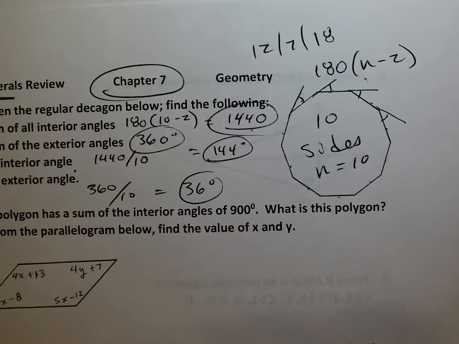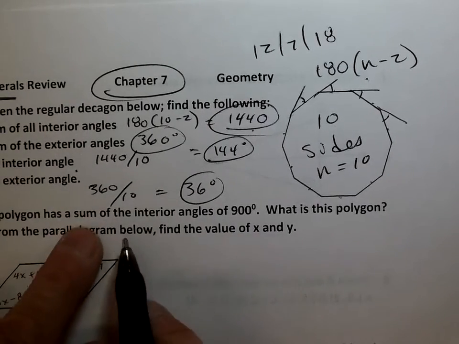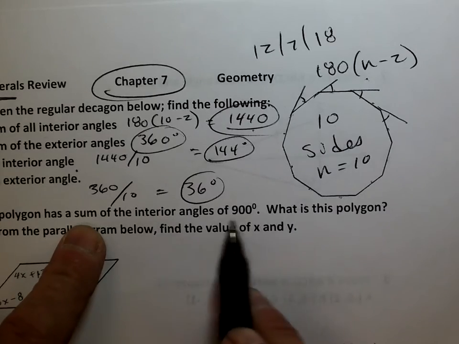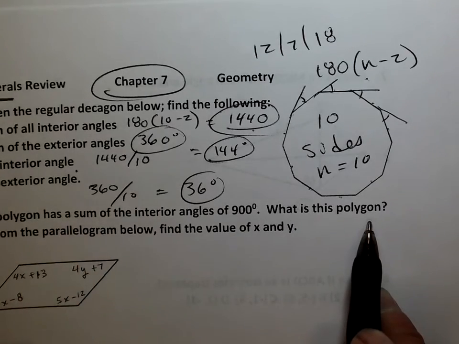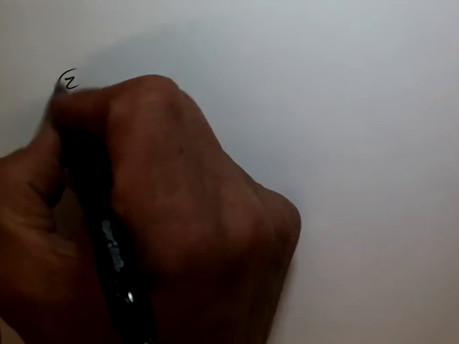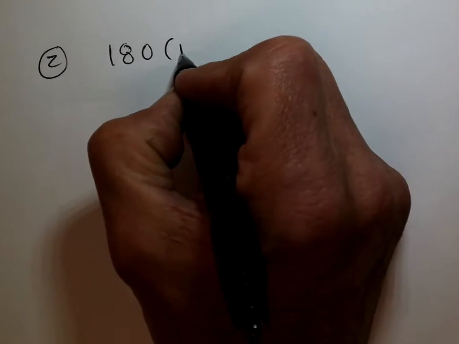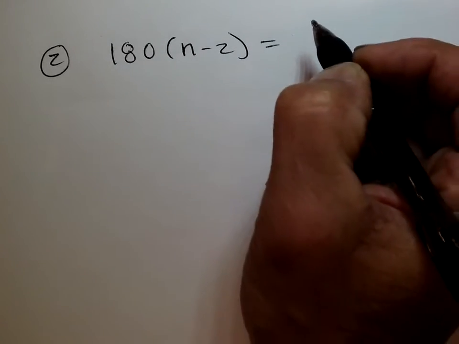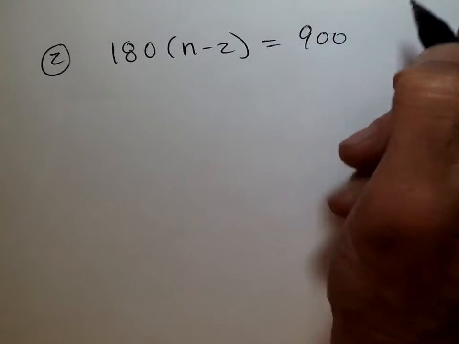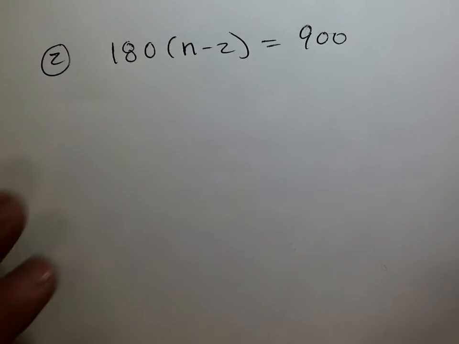Yeah. Okay, number 2, and I'm probably going to do it on a separate sheet of paper. So a polygon has a sum of the interior angles of 900 degrees. What is this polygon? My formula is 180 times n minus 2, but this formula gave me an answer of 900. So if I want to find out how many sides it has, I'm just going to solve for n.